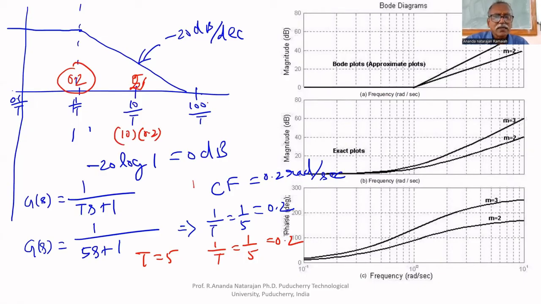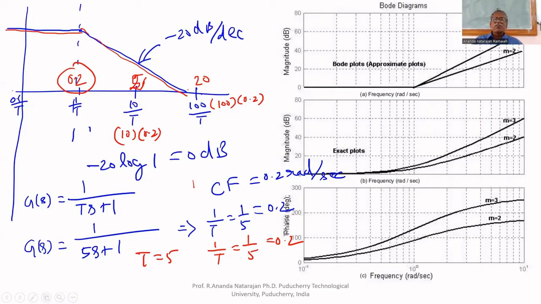100 multiplied by 100 by t means 100 multiplied by 0.2. That is equal to 20. Am I correct or not? So the plot is like this. Up to corner frequency, it is 0. After that, it decreases at the rate of minus 20 dB per decade. Have you got? Still, you are having the confusion of 50.